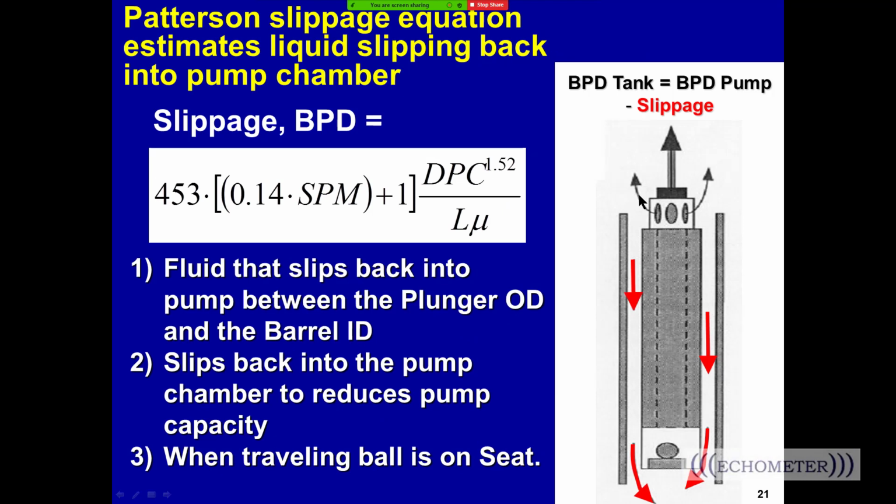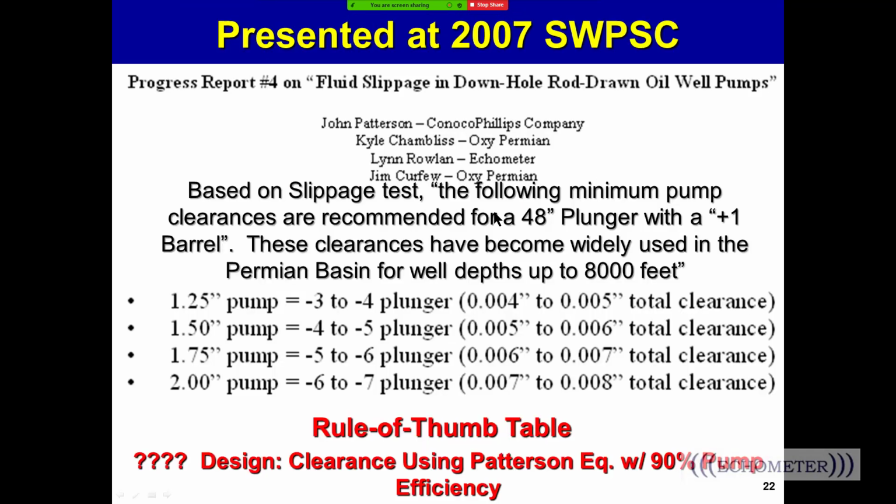So look, when the pressure above here is high and the pressure below the plunger is low, there's a force that's applied to the fluid that causes the fluid to slip, to travel from above the plunger to below when the trailing valve is on the seat. So when the trailing valve is on the seat, then fluid is slipping back into the pump chamber due to this equation that we have, and it's a good representation of the slippage for a stroke.